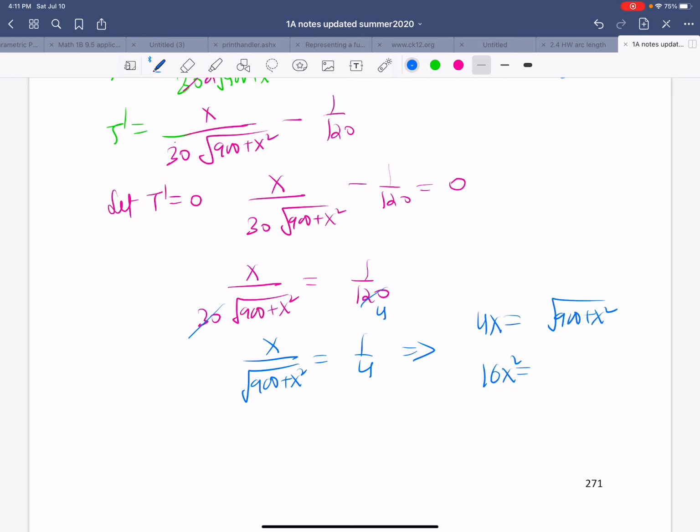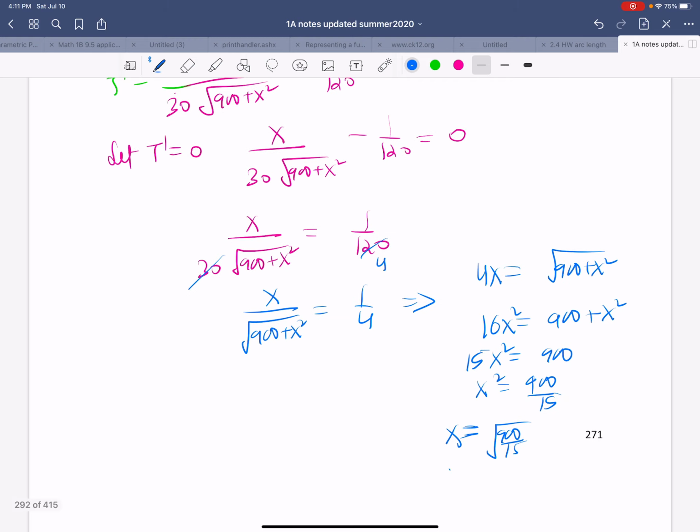So 16x squared is equal to 900 plus x squared. 16x squared minus x squared is 15x squared. 15x squared is equal to 900, so x squared is 900 over 15. X would be the square root of 900 over 15. I'm not considering the negative answer because time can never be negative. That is 2 root 15, which is 7.75. So x is approximately 7.75.